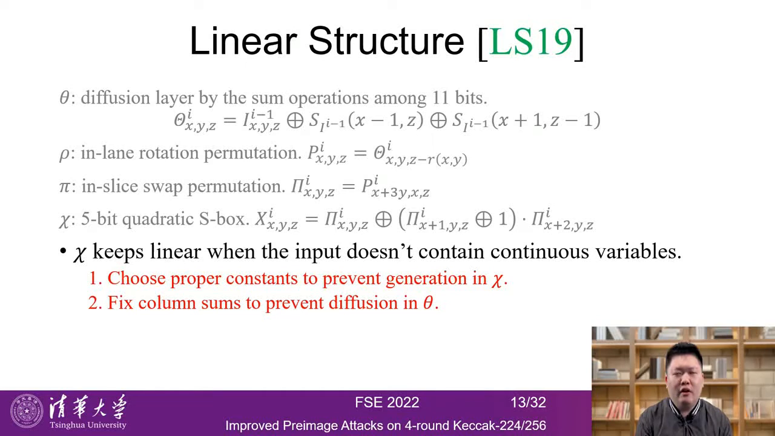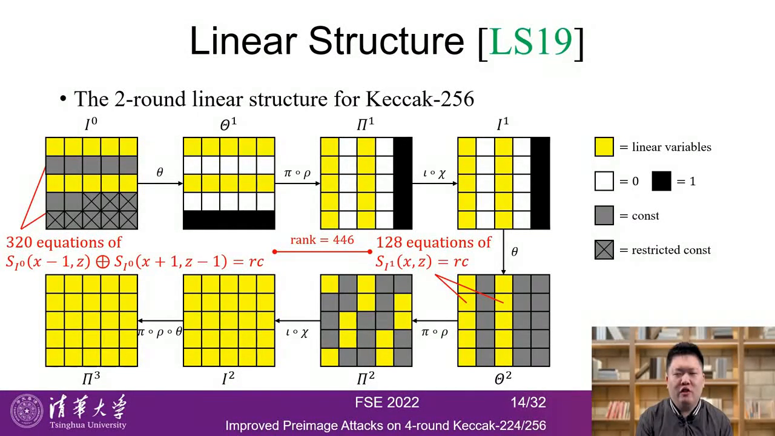We need to choose proper constants to prevent generation in chi, and fixed column sums to prevent diffusion in theta. As for rho and pi, these two are bit-to-bit permutations and will not generate new variables. This figure shows the two-rung linear structure for Keccak-256. The structure for Keccak-224 is just similar.